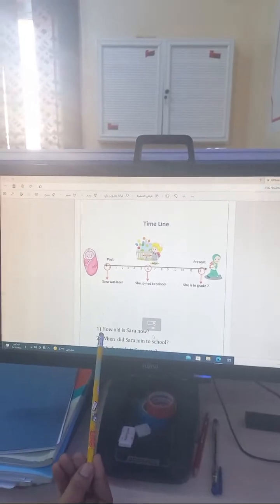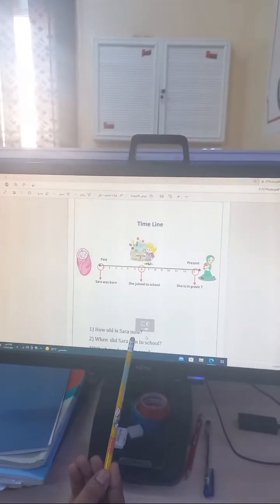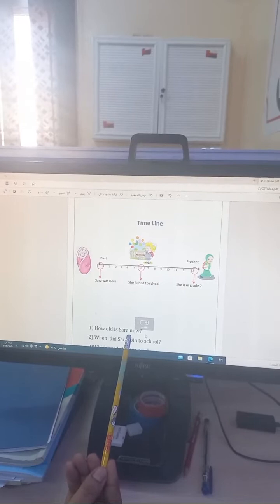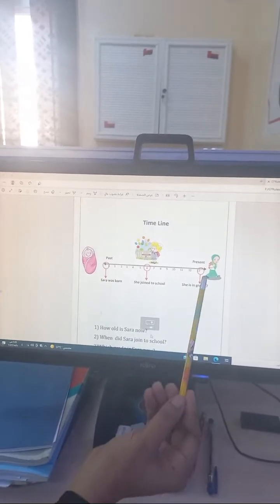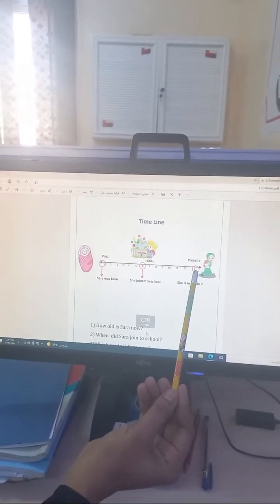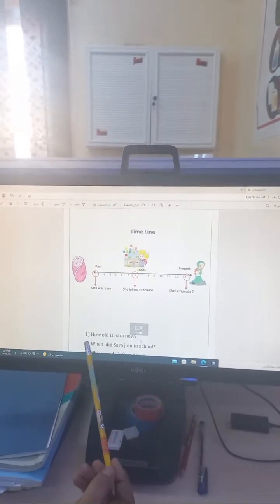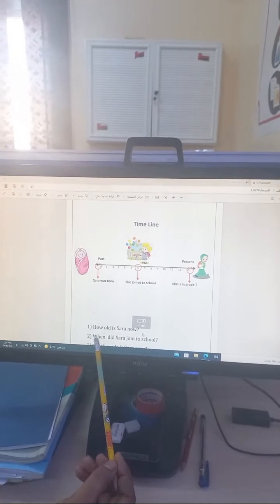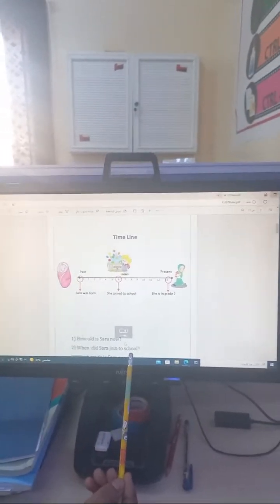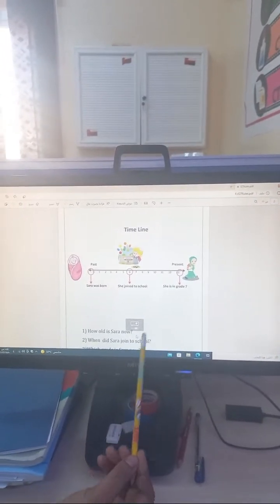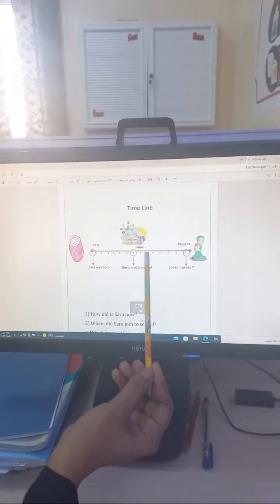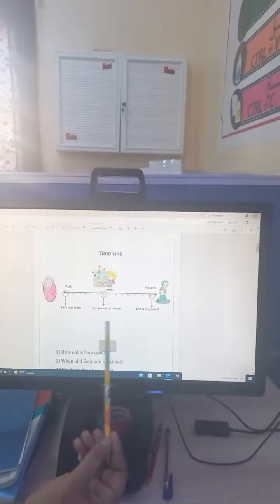Look at question number 1. How old is Sarah now? Sarah is 13 years old. We know the information through the timeline. Look at question number 2. When did Sarah join school? Sarah joined school when she was how old? She was 6 years old.